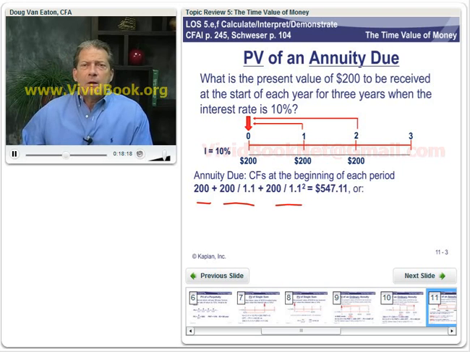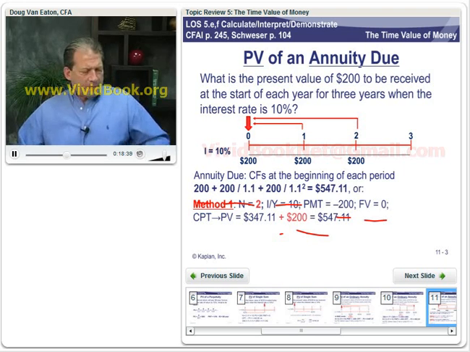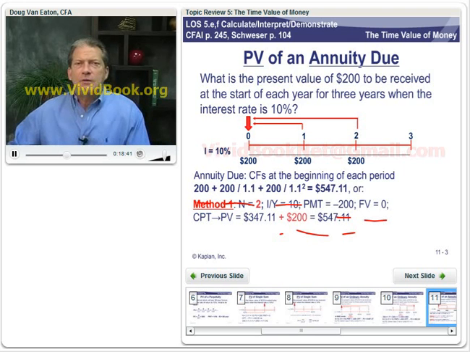Now, we could also put payments equal to interest rate 10, minus 200 per payment. The future value is 0. And then compute the present value and get that 347.11 and then add 200. So what's going on here? Well, let me clear this out a little bit.